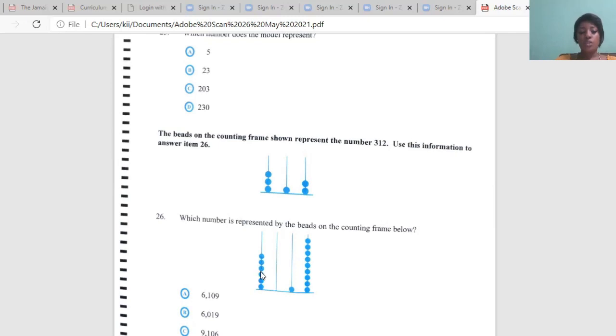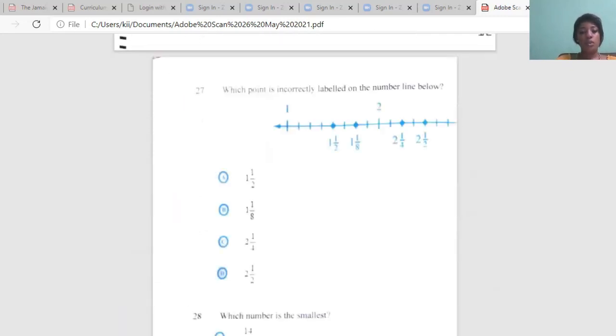1, 2, 3, 4, 5, 6, 6,000, 0 for the 100, 1 for the tens, and for the ones, I think this is 9. Yes, because there's one more left to be 10, but let's count. 1, 2, 3, 4, 5, 6, 7, 8, 9. As I said, it was 9. So the answer is 6,019, and that's B. Move on to the next question.